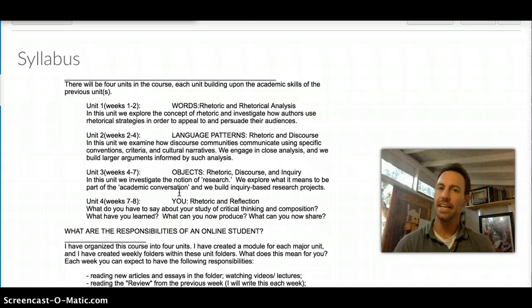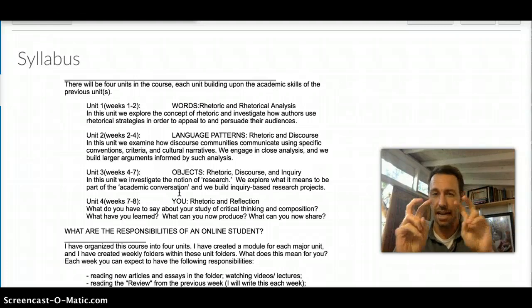The second unit that we do is rhetoric and discourse. In this unit, you are going to examine a discourse or a language community, and you're going to write a report, about a 4.5 to 5-page report, on how language works in that given community. So, again, it's not necessarily a generic essay, it's a report of sorts.